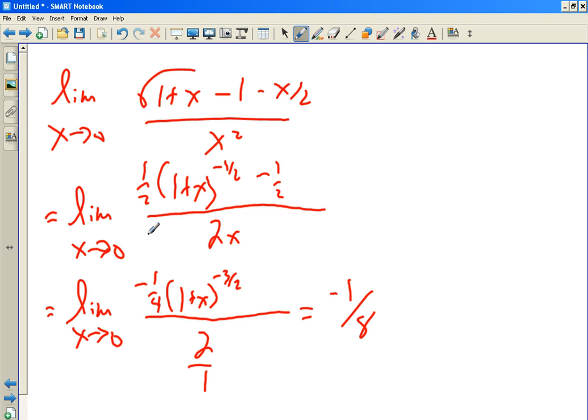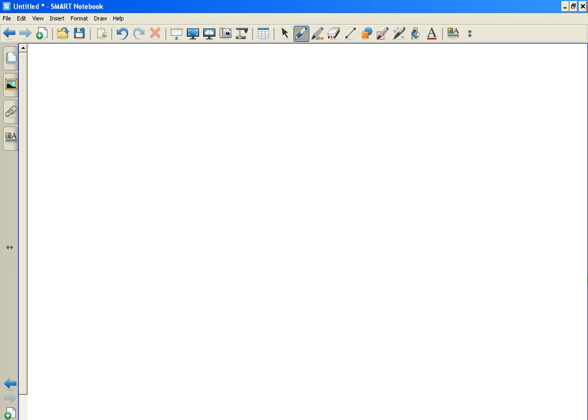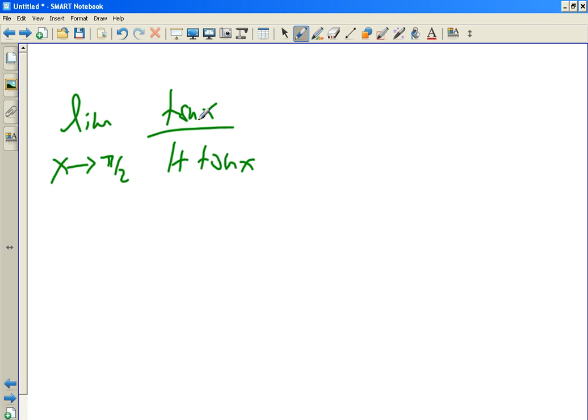Are you ready? Now this is different. This is not 0 over 0, but you can still do it. So this is different. What's the limit as x approaches pi over 2 of tan x over 1 plus tan x? Now if you plug in pi over 2, what do you get? Yeah, what's the tangent of 90 degrees? It's 1 over 0.